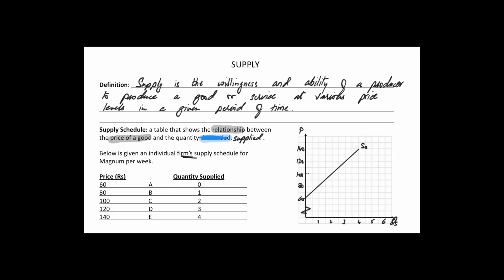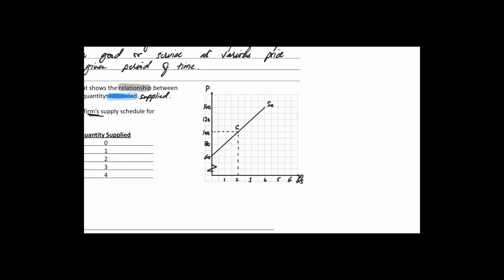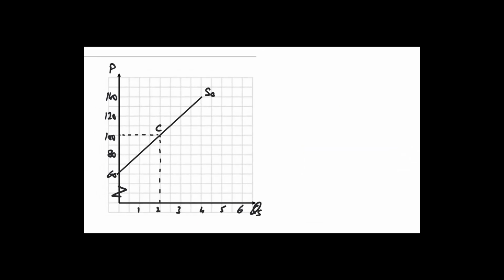Let's suppose currently the price is at 100. That's point C over here. I'll mark point C over here. Okay, let me zoom into it. This is my supply curve. If the price is 100, I have willingness and ability to supply 2 units.